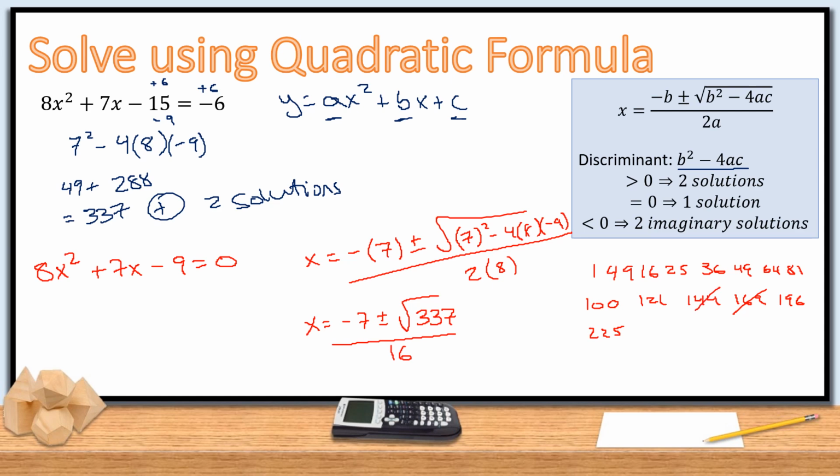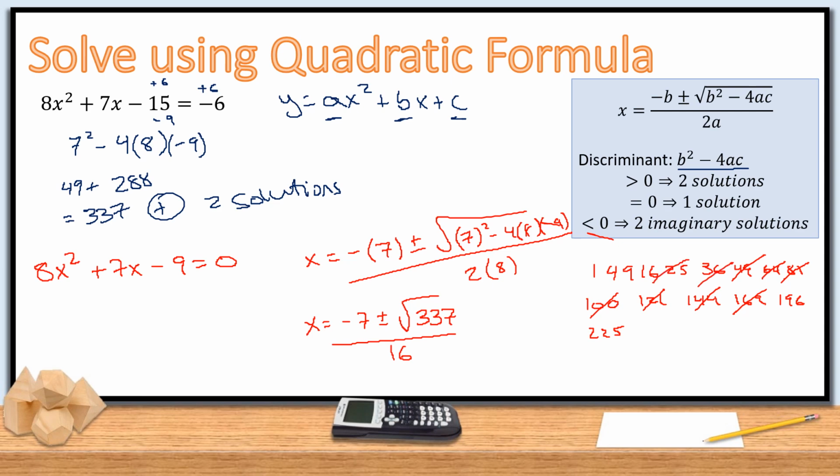121. If we did 121 times 2, it'd be 242. 121 times 3 would be 363. So no. 100, definitely not. 81. 337 divided by 81. Nope. 337 divided by 64. No. So let's see, we got no, no. 337 divided by 49. Nope. 337 divided by 25. We know that's not going to work. Oh, I forgot 36. Divide by 36. Nope.